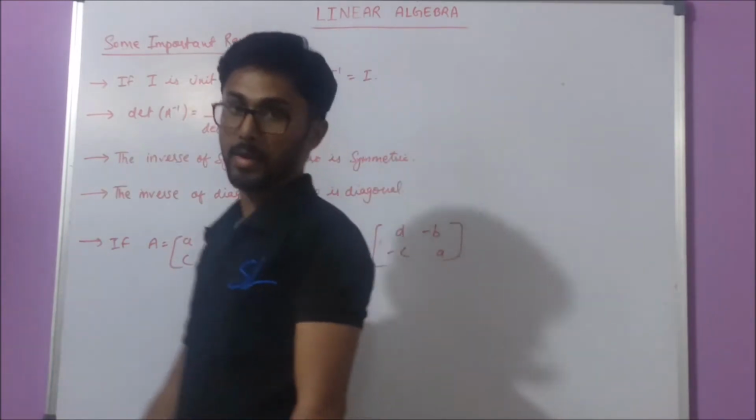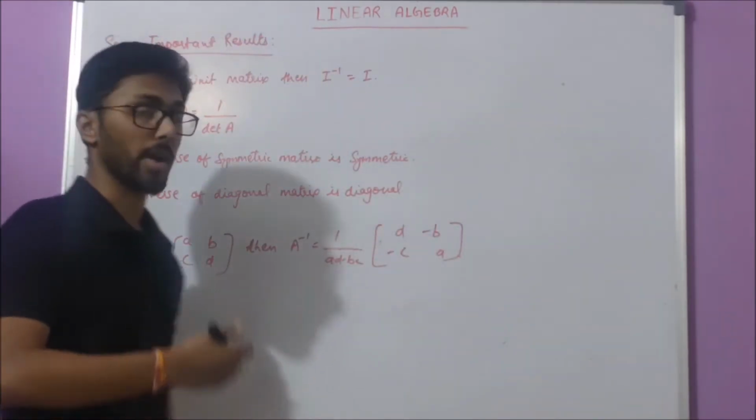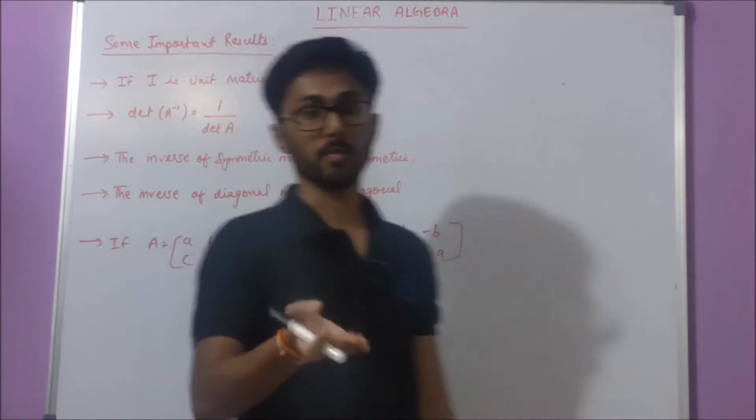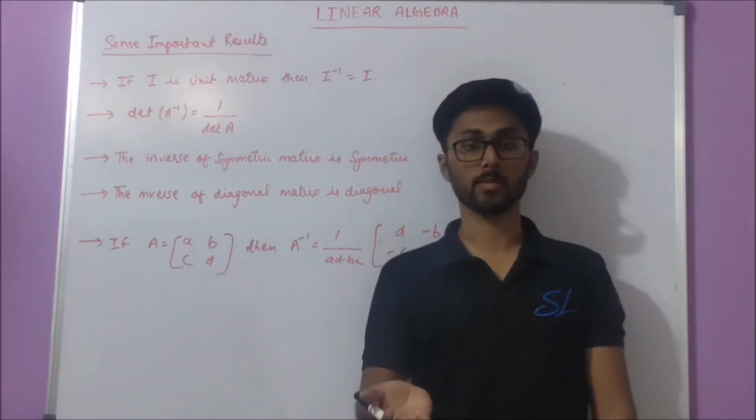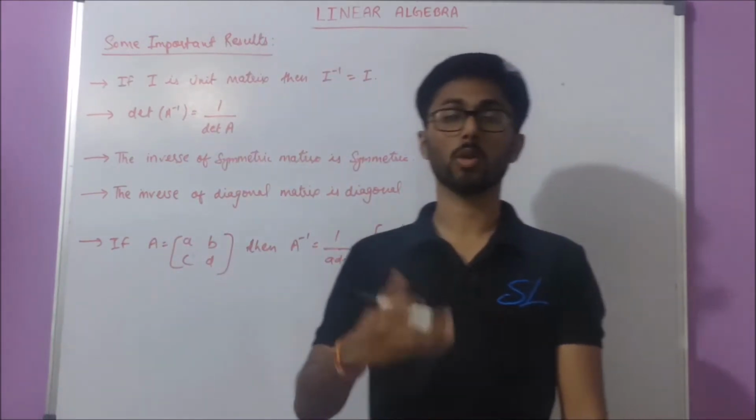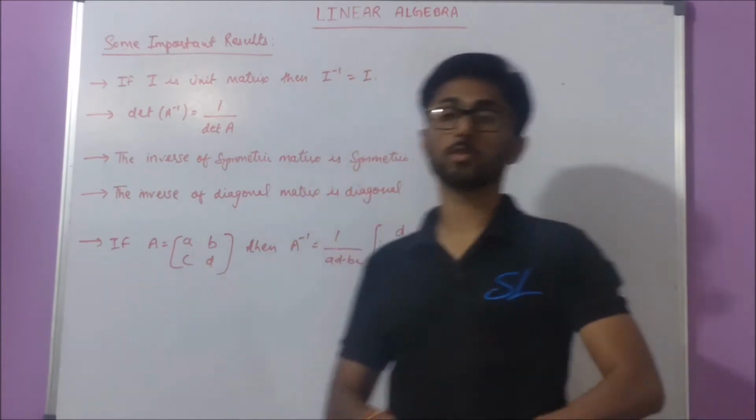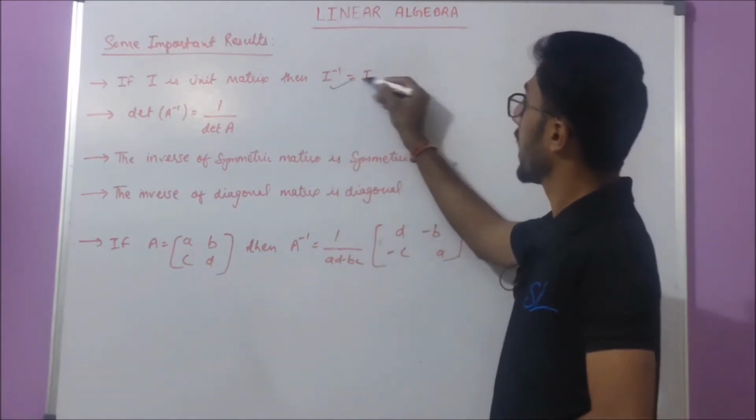If a matrix I is a unit matrix or an identity matrix, then its inverse is equal to the matrix itself. So inverse of an identity matrix is always an identity matrix.